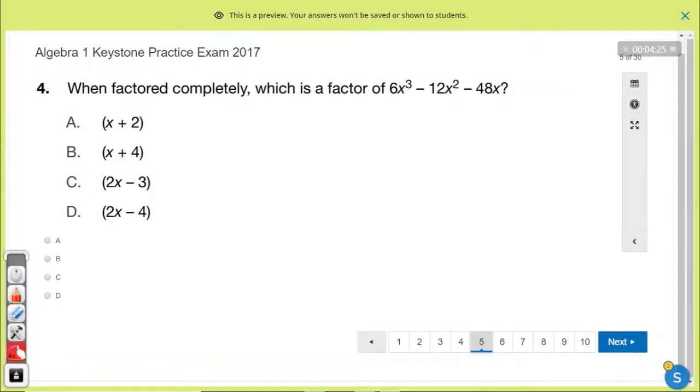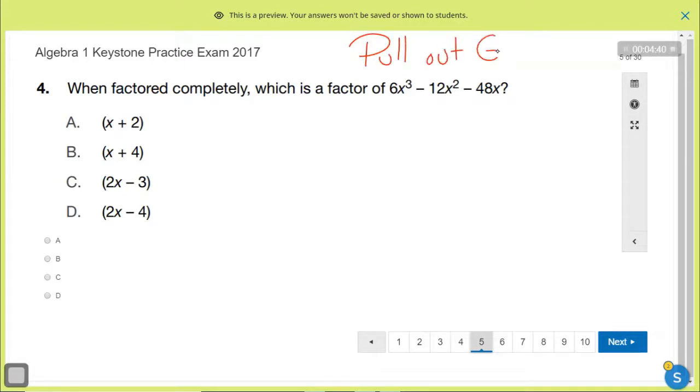When factored completely, which is a factor of 6x cubed minus 12x squared minus 48x? All right, well, first thing we do when we come to factoring, don't even look at the options over there yet, pull out the GCF. Always start by pulling out the GCF.